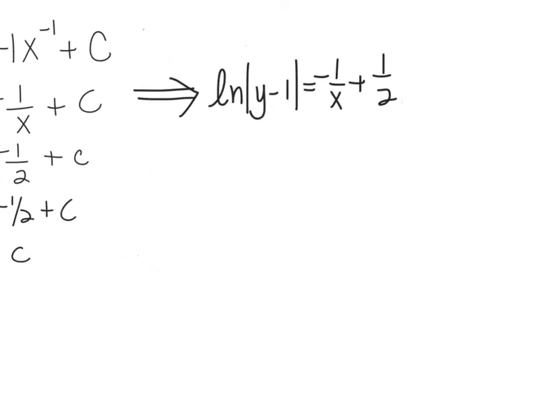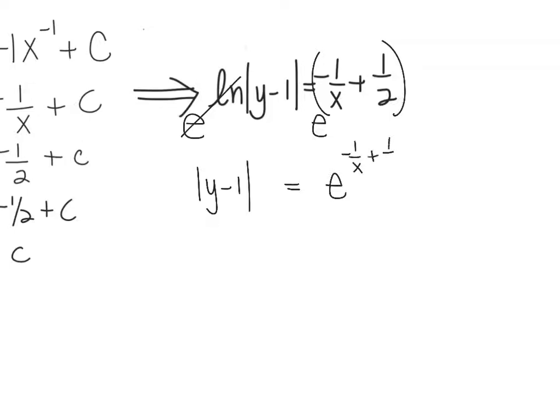Now we have to get y by itself. So I'm going to raise both sides to the e. Remember, this would be a quantity. And we do that because natural log and e are inverses. So I get the absolute value of y minus 1 equals e to the negative 1 over x plus 1/2. Then remember, to get rid of absolute value, we throw in plus or minus out front. And then I would add 1.